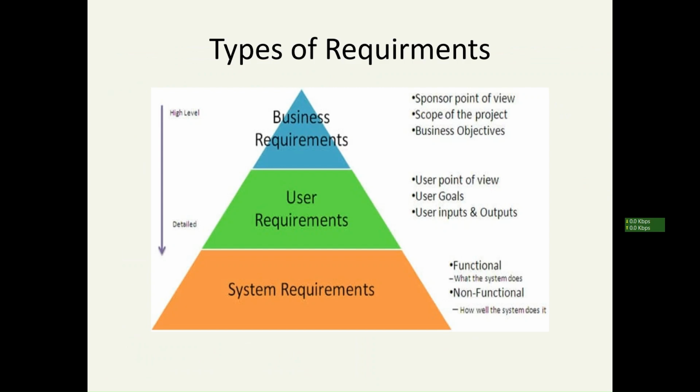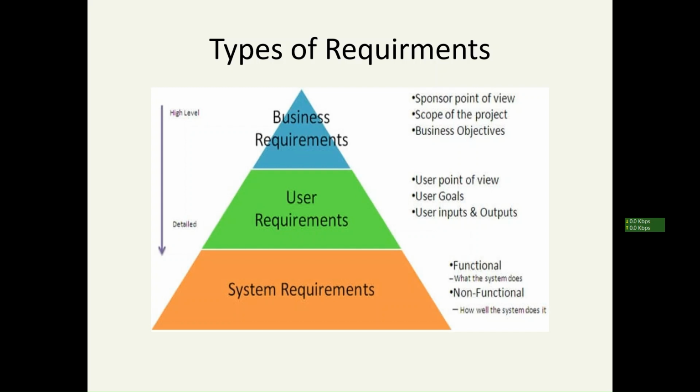Okay. Next one is user requirements. They tell about the user needs, the user inputs and user outputs, the test data you are going to use, the different data. All these things: usability, the color, the font. All these details will be there in your user requirement. System requirements will have both functional and non-functional requirements.